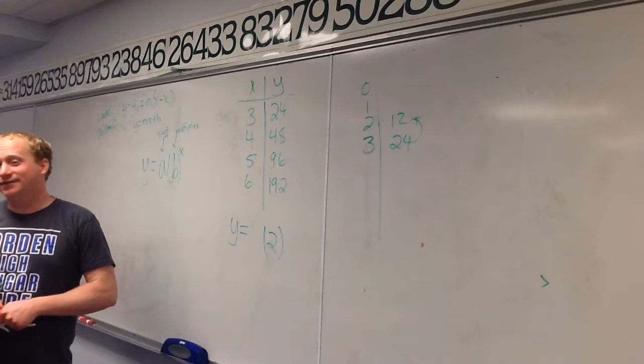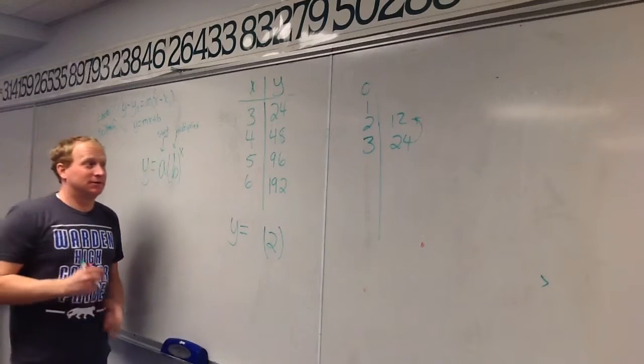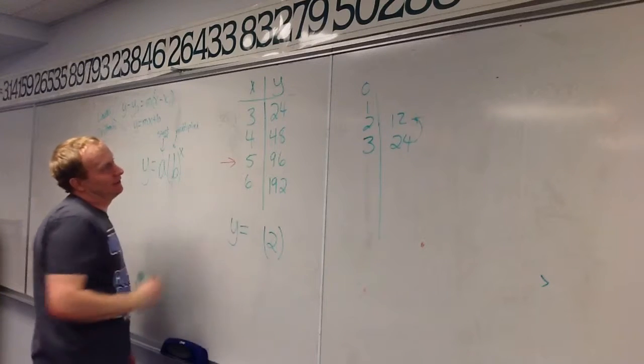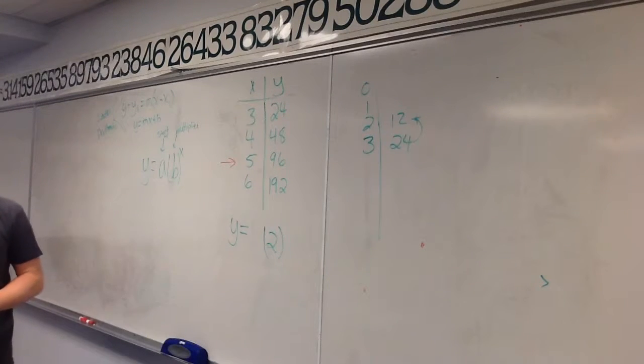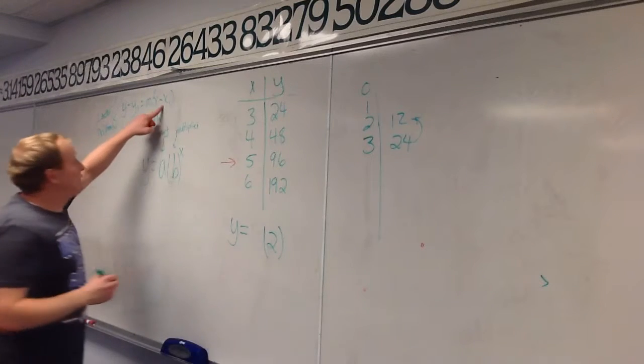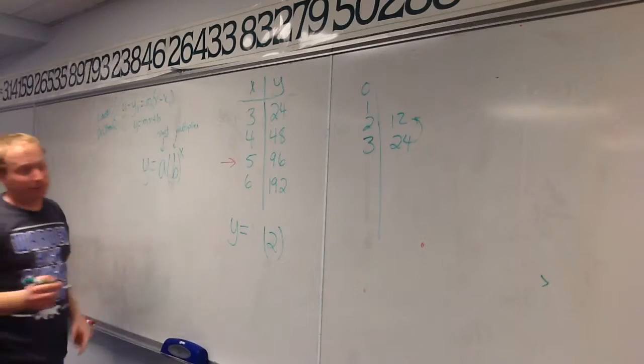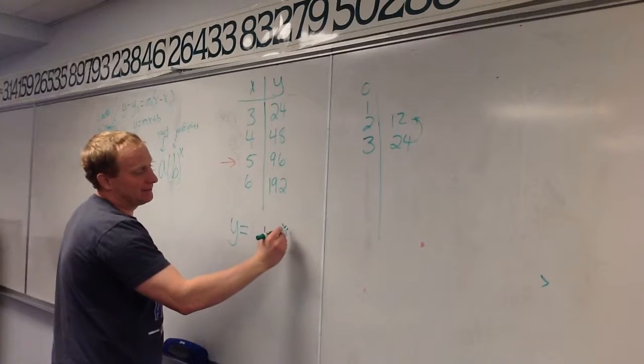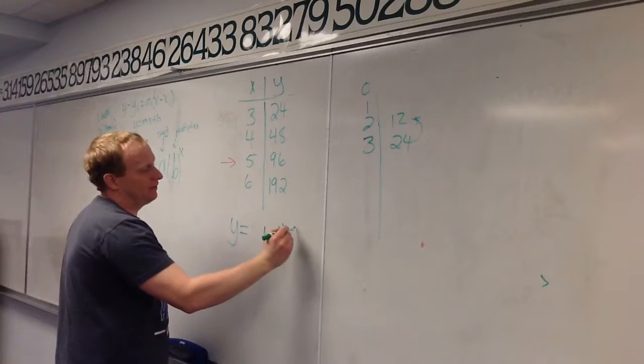Jocelyn, pick a point. 5, 596. All right, here's what we're going to do. It's kind of like here where you go x minus x. We're going to do that again. We're going to go x minus 5.